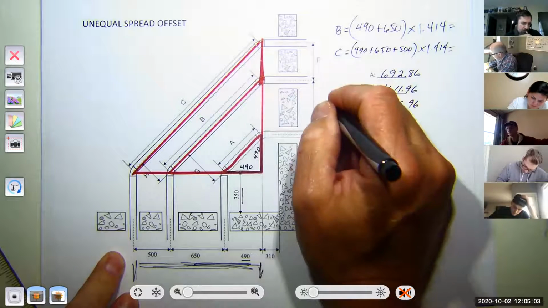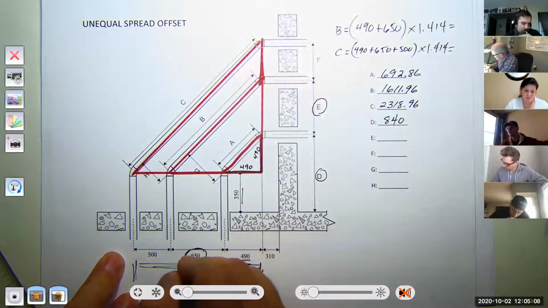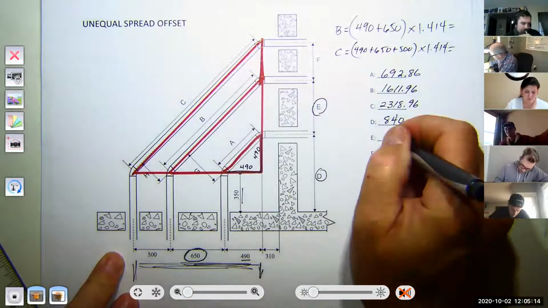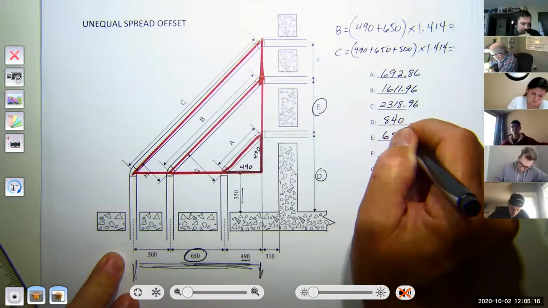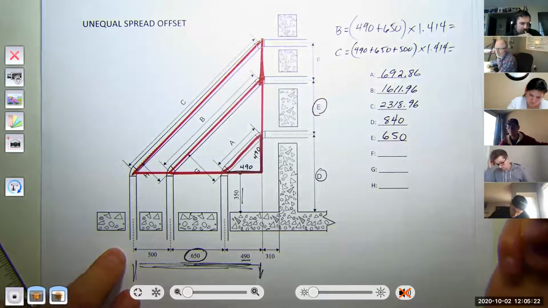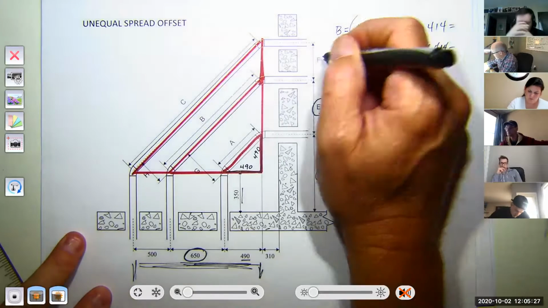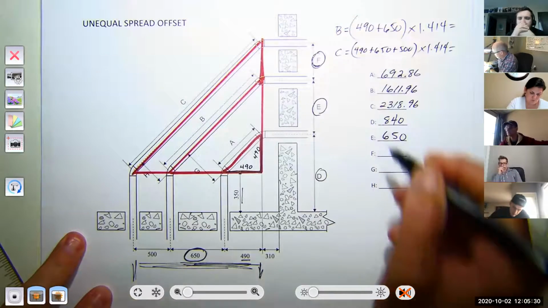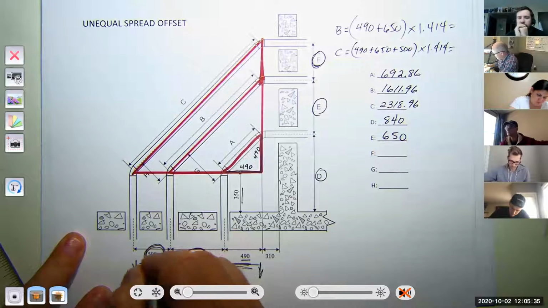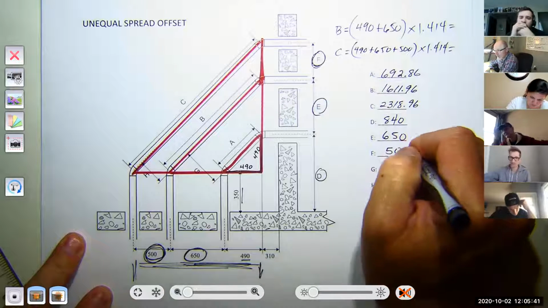The next one, E, over here will be exactly the same as this 650 on the bottom. E is 650. F in the top corner there is going to be the same as this measurement here. So F is 500.